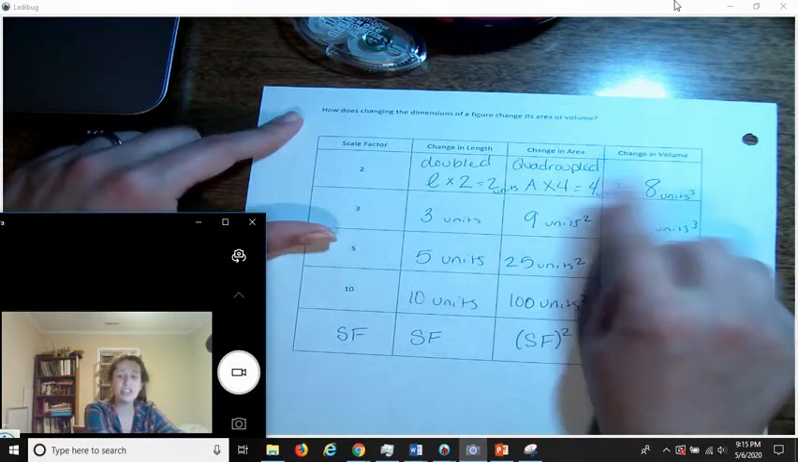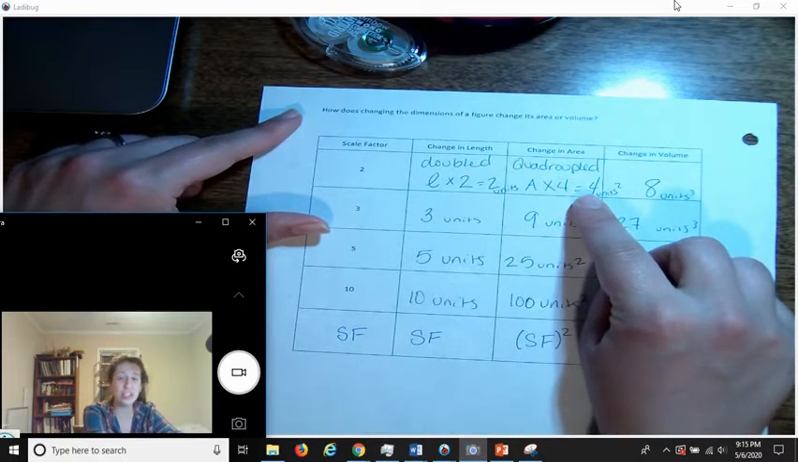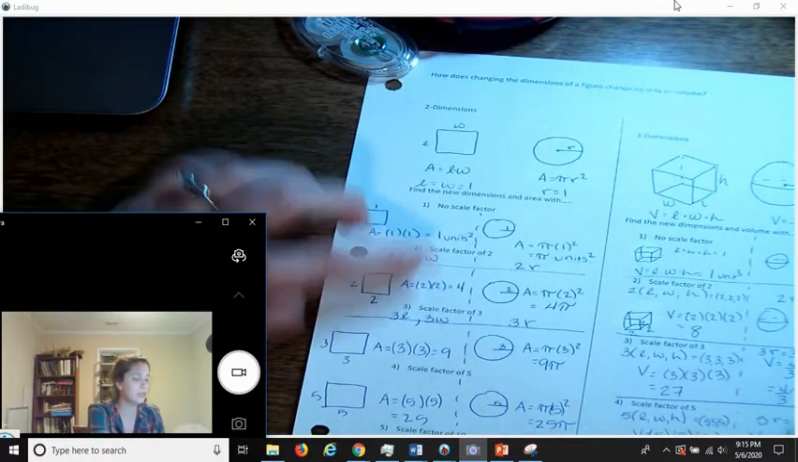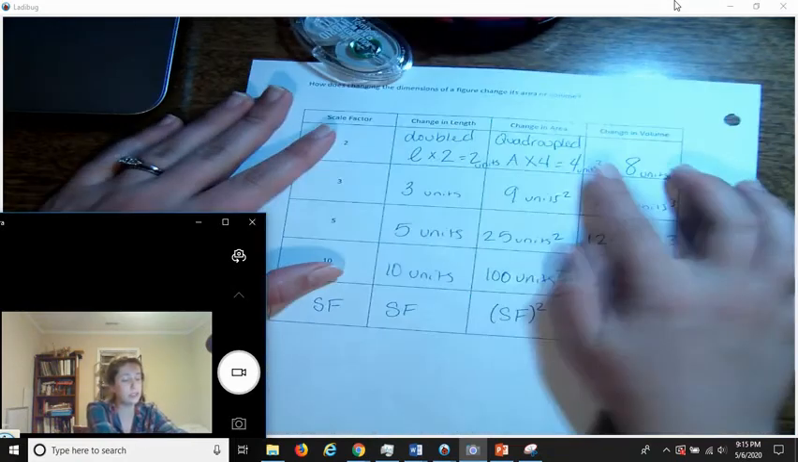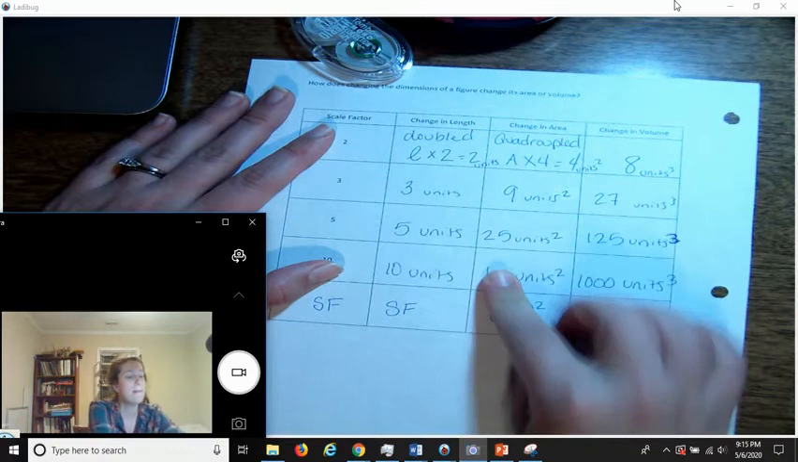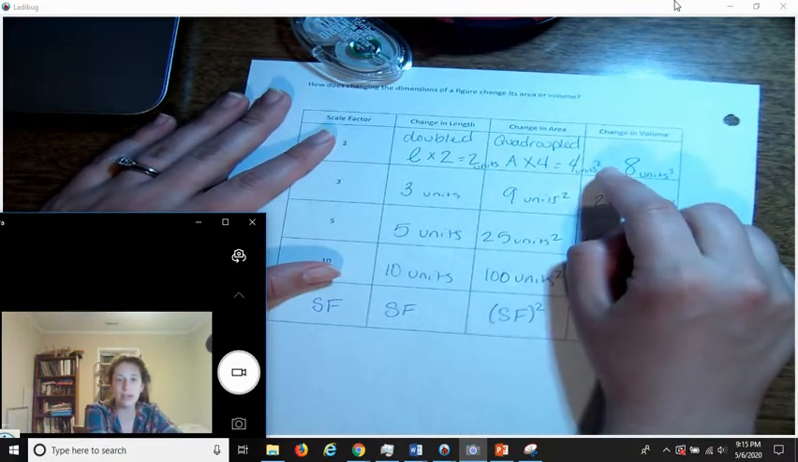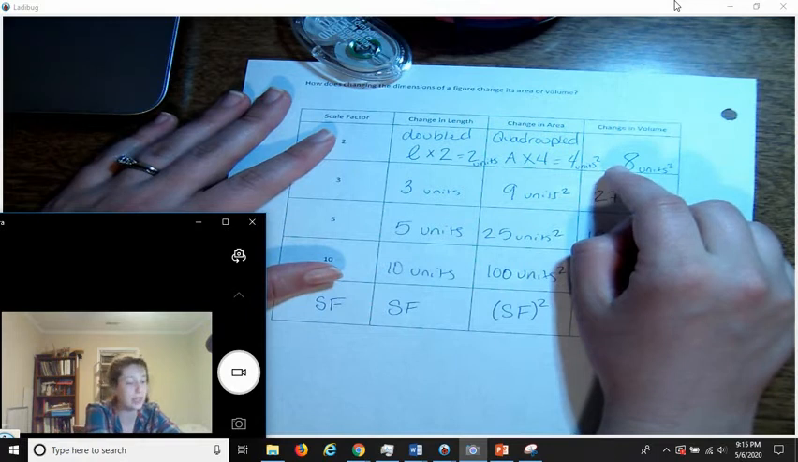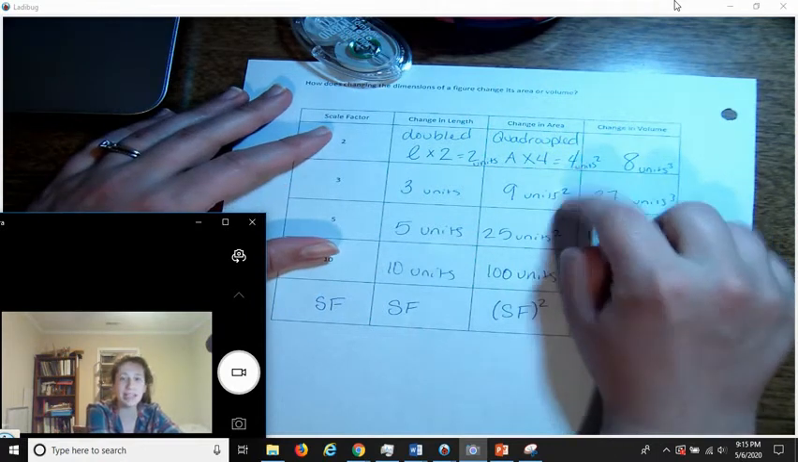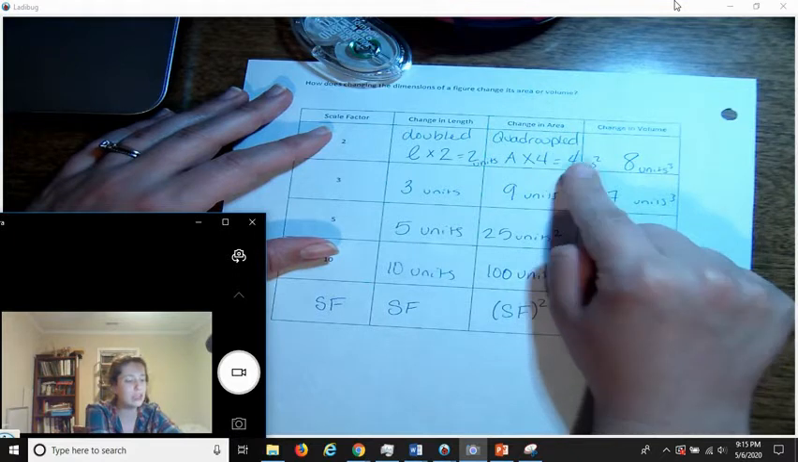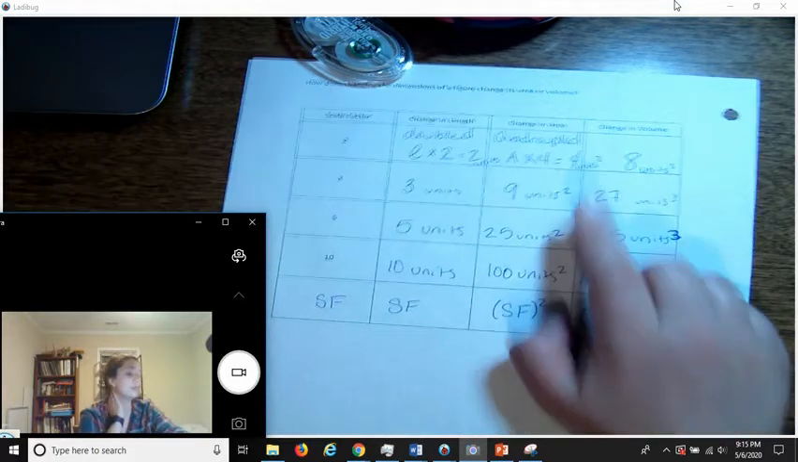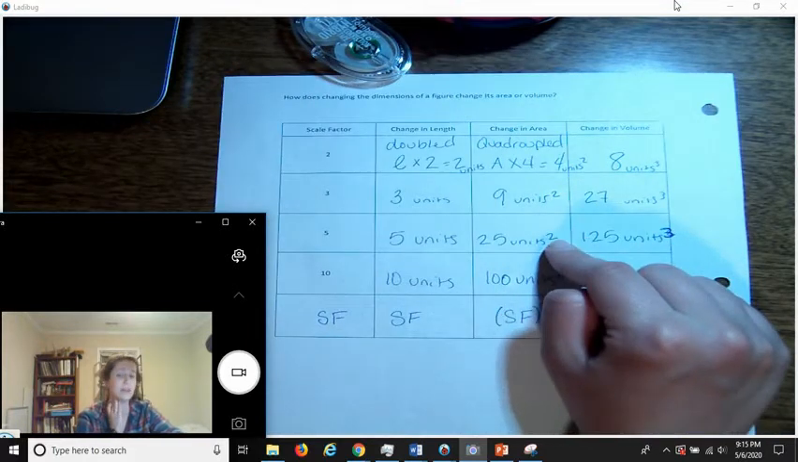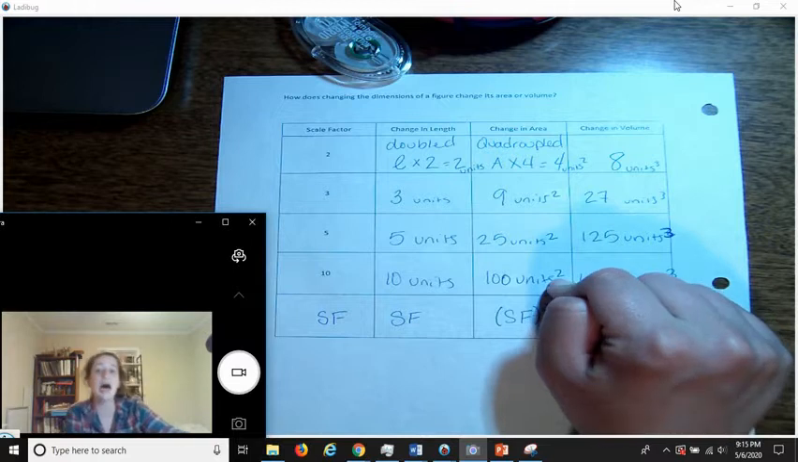When I changed my area, I'm looking at how it changed my area each time. So I looked at, okay, my area was 1, then 4, then 9, then 25, then 100. I put all those numbers in here. What I ended up doing is I'm multiplying my scale factor multiple times within that area. So I'm going up exponentially, okay? 4, 9, 25, and 100 are all perfect squares, okay? 4 is 2 times 2, 9 is 3 times 3, 25 is 5 times 5, 100 is 10 times 10.